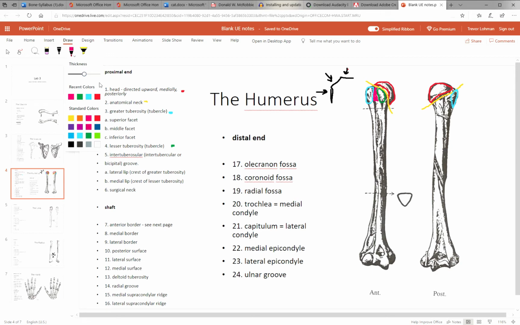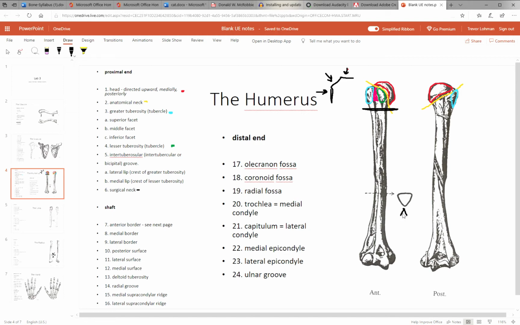The surgical neck's already sort of been drawn in here for you, this little dotted line, but we can go ahead and make it a little bit more obvious. Surgical neck. And that is it for the proximal end. The shaft is a triangle when you look at it in cross-section, just like the radius and ulna and soon to be femur and tibia. So we're kind of used to this setup, I hope, by now.